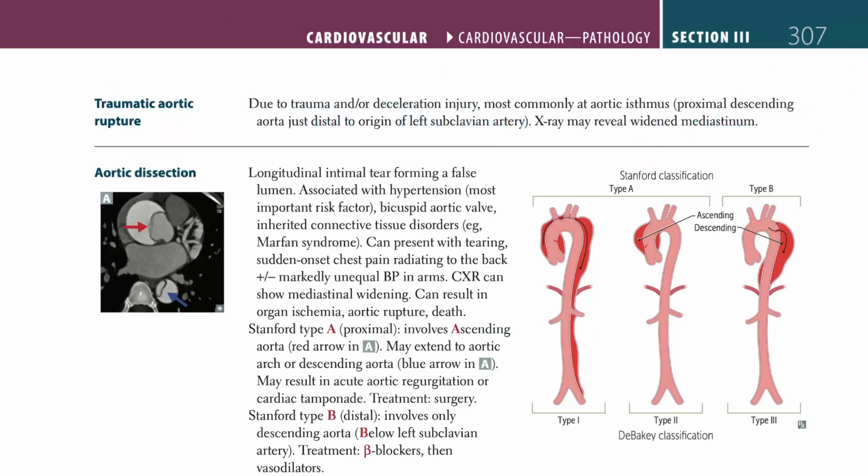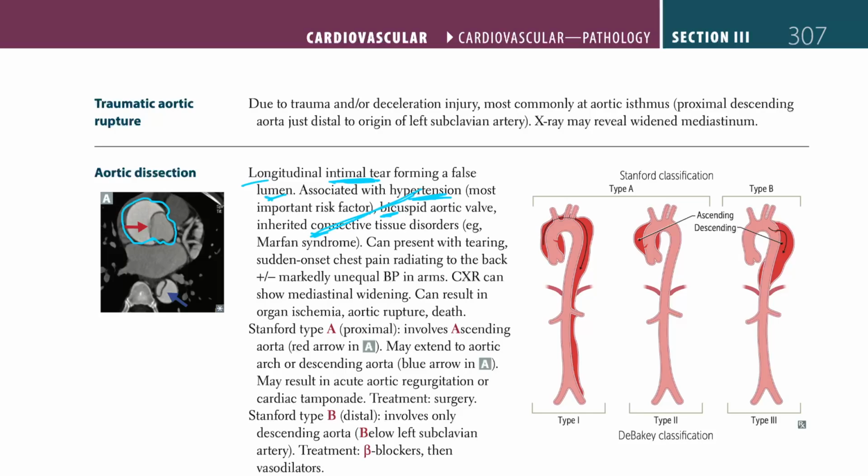For aortic dissection, as the name says, dissection, it's a longitudinal intimal tear forming a false lumen. So here's the tear, and it forms a false lumen now. It is associated with hypertension, which is the most important risk factor, bicuspid aortic valve, and connective tissue diseases. These are all the same that we talked about previously, right?